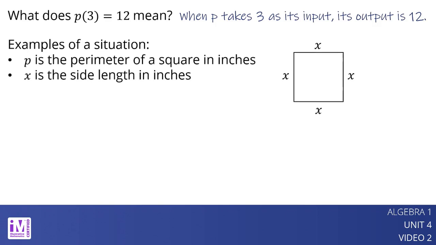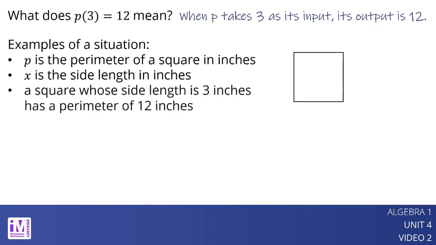If function p gives the perimeter of a square whose side length is x and both measurements are in inches, then we can interpret p of 3 equals 12 to mean a square whose side length is 3 inches has a perimeter of 12 inches.